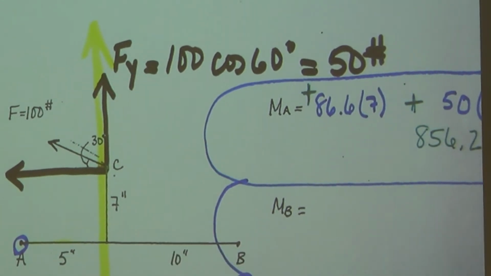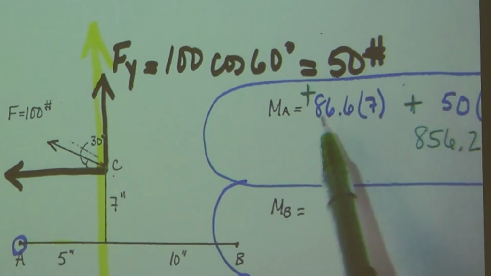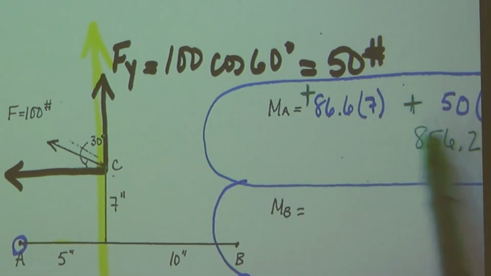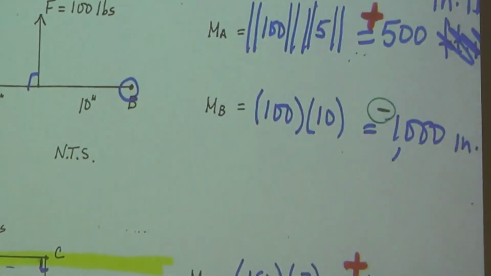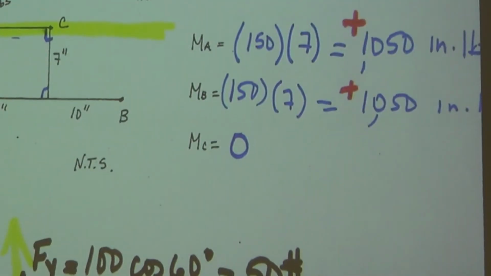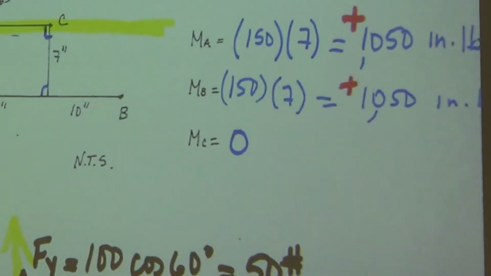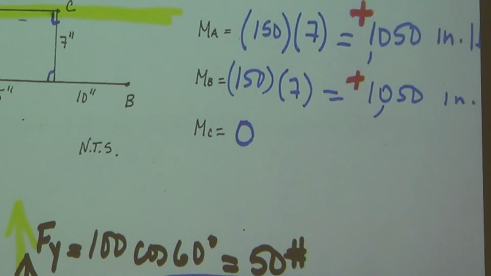And it's the magnitude of all of that. Yes, I added it all together: 86.6 times 7 plus 50 times 5. And then big magnitude bars? I stopped doing the magnitude bars now. The first problem we did, I said we were doing magnitude, but you just didn't write it. Yeah, right, I just didn't write them anymore, because we're always dealing with positive values of the force.